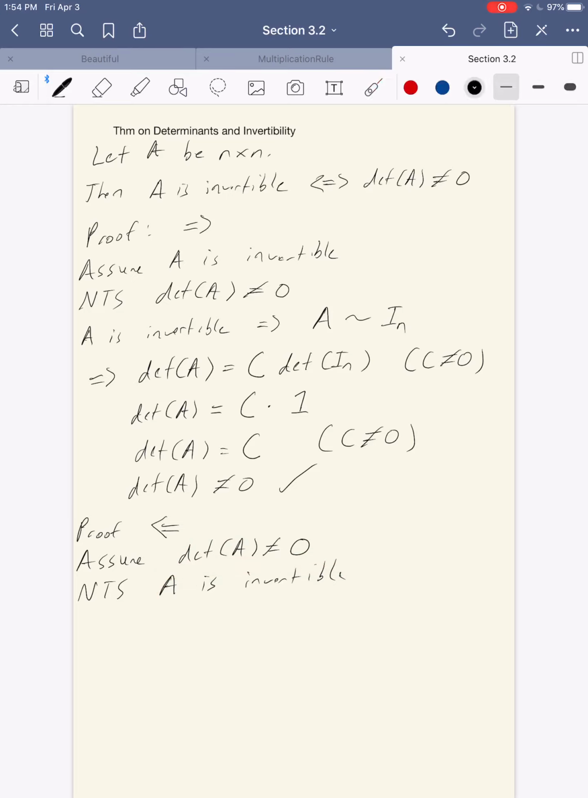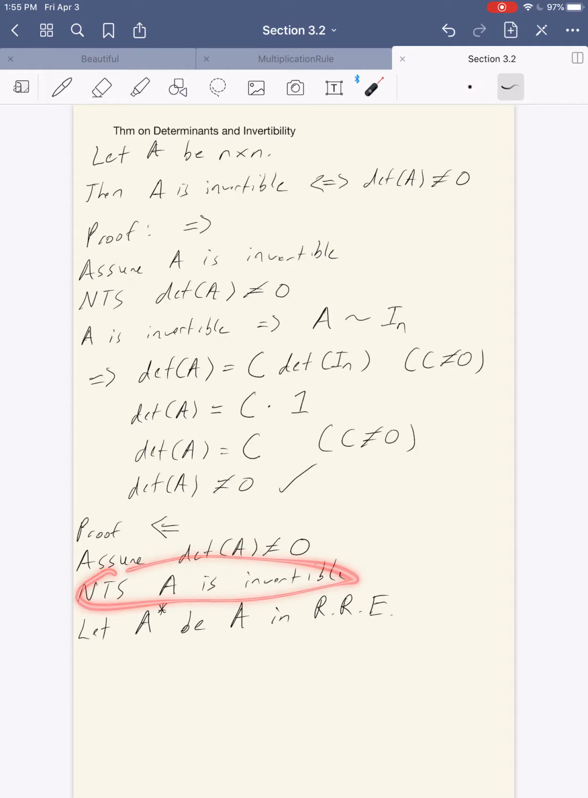All right, so to do this, let's think about this. Let A star be A in reduced row echelon form. So we're going to let A star be the matrix A in reduced row echelon form. In other words, all we really need to show is that A star is actually the identity. So we can rewrite our need to show that A star is equal to the identity.